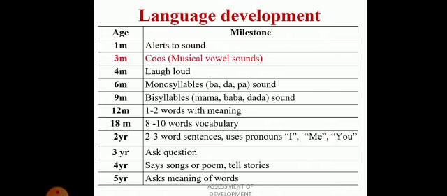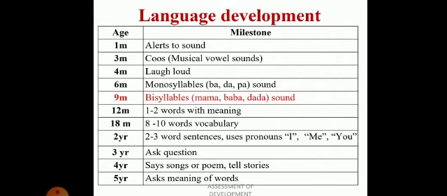Then at the age of 3 months they will coo. What is it? It is nothing but clear musical vowel sounds that they will be making. Then at the age of 4 months they will be laughing loud. If they find any activity playful or they enjoy it, they will be laughing. At the age of 6 months they will be speaking monosyllabic words like da, ba, pa, ma. So all these are different words.